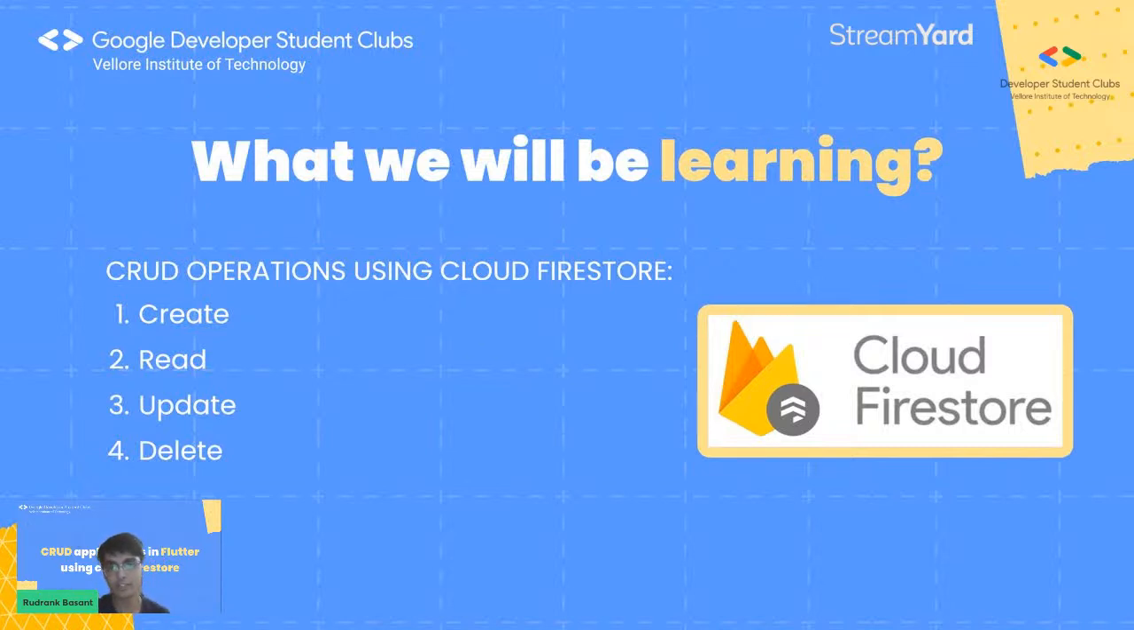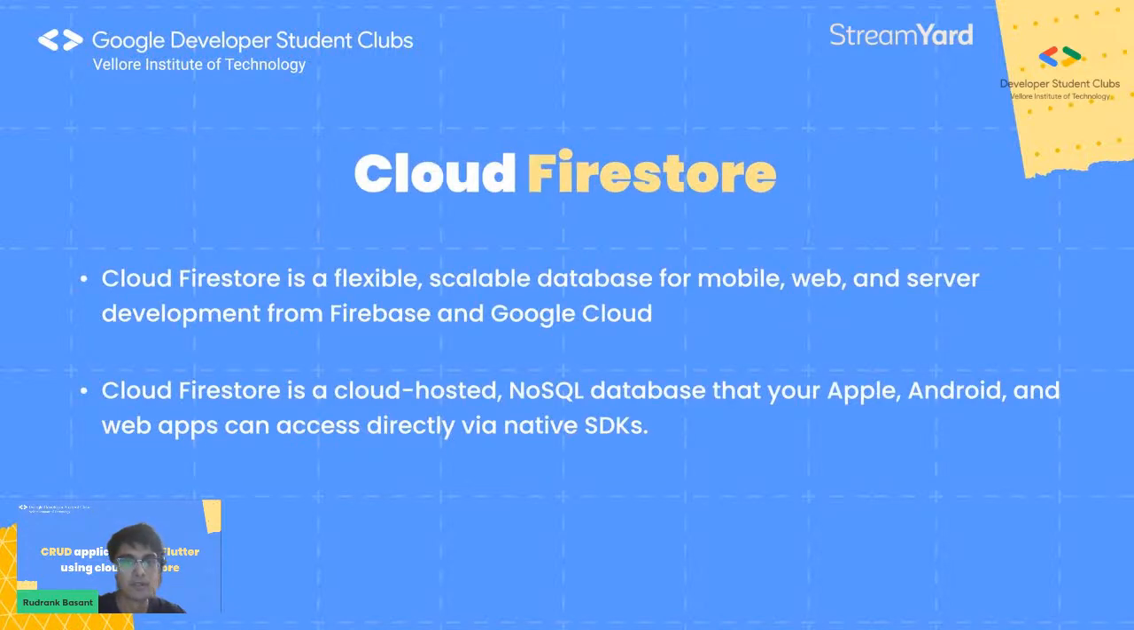Cloud Firestore has a document relations database, which allows us to store data in the form of collections and documents and then fields. I'll show you later what exactly it looks like, the visual representation of Cloud Firestore. Cloud Firestore is a flexible, scalable database for mobile, web, and server development from Firebase and Google Cloud. It is a cloud-hosted NoSQL database that your Apple, Android, and web apps can access directly via native SDKs.